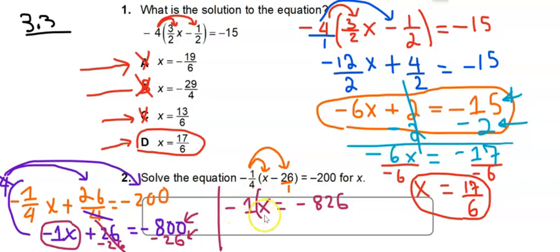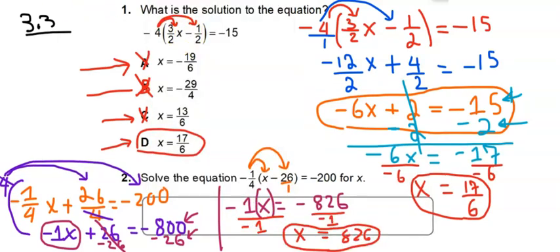How do you get rid of the negative 1? It's a multiplication. So you divide both sides by what? Negative 1. I'm sorry. Let's go back. So let's revisit this again. So you're going to divide both sides by negative 1. Divide both sides by negative 1.